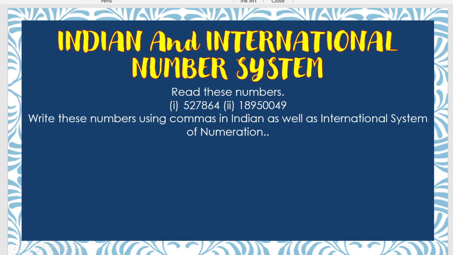Indian and international number system. Now I think after this you can read a number. To read a number you have to put commas. For the Indian number system, I'll write a number. I will write the second number: 1895049. Now to read this number in the Indian number system, we put a comma after 3 digits, then 2 digits, then 2 digits. So I will read this.